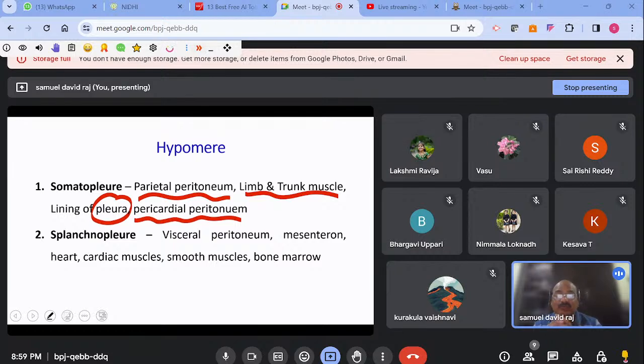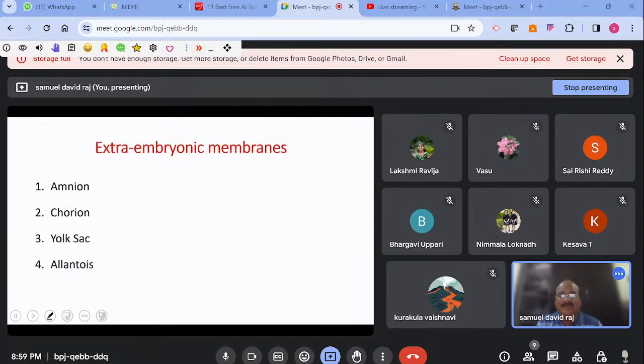And the splanchnopleure, that means the one which is present towards the endoderm, gives rise to the visceral peritoneum, mesenteron, heart, cardiac muscles, smooth muscles, and also bone marrow. This is how all these three germinal layers are involved in the formation of different parts of the body.